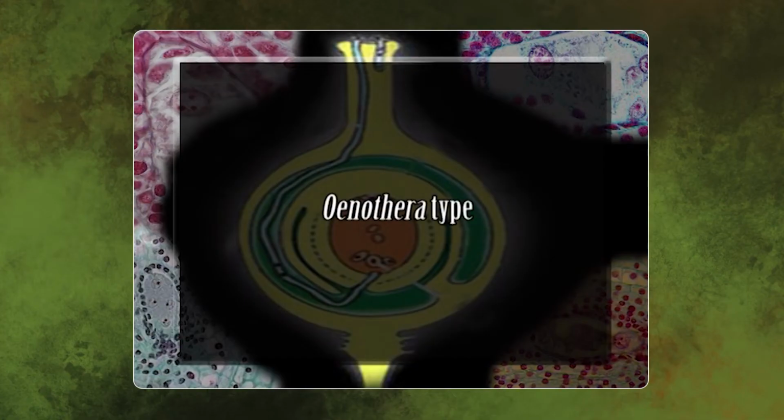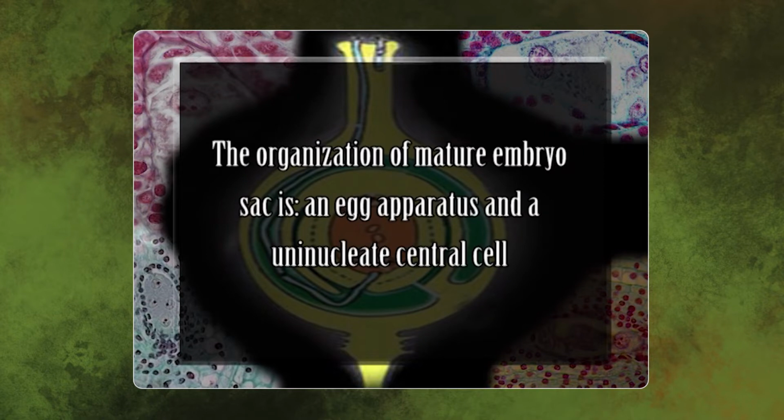The second type of the monosporic embryo sac is the Oenothera type. The organization of the mature embryo sac in the Oenothera type is an egg apparatus and a uninucleate central cell.